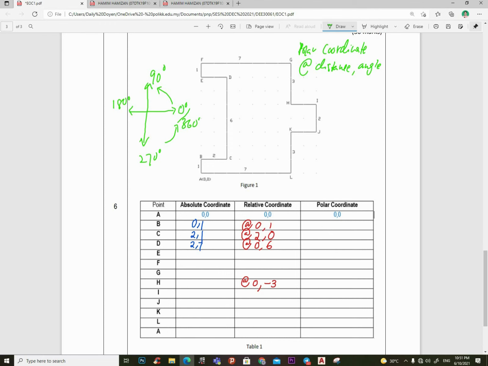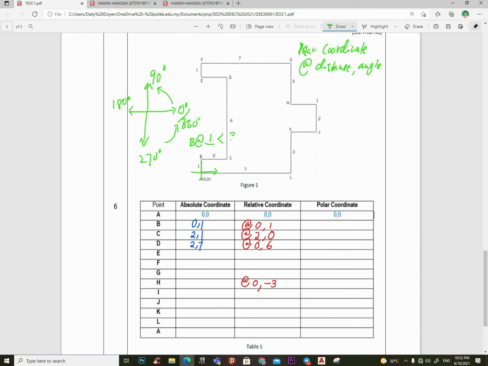Okay, let's start from point A. Point A is already given, so it is 0,0. Now we move on to point B. If we want to find the angle for point B, because the distance we already know, the distance for point B is equal to 1. We will take directly the value of the distance from point A to point B. But the problem is how we are going to find the angle. To find the angle, we need to look at point A, the previous point. For you to understand, you need to redraw the angle here, the position of the angle.